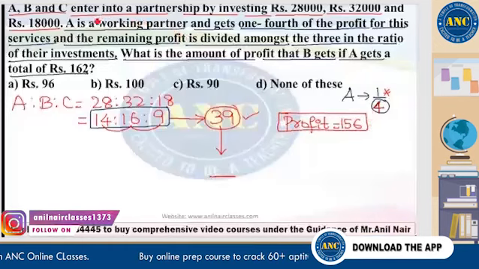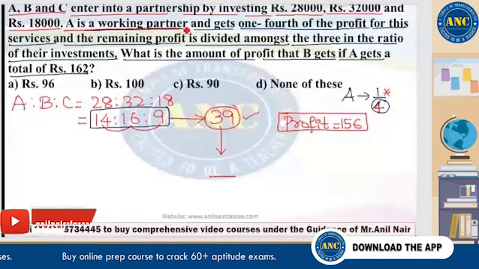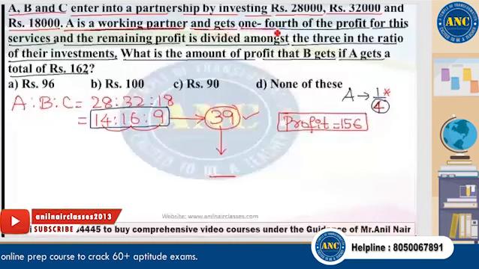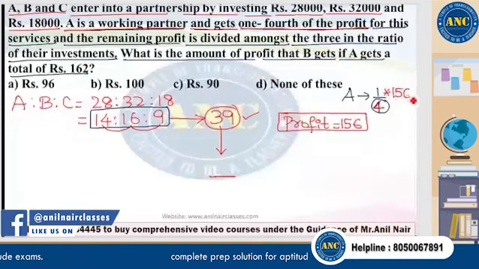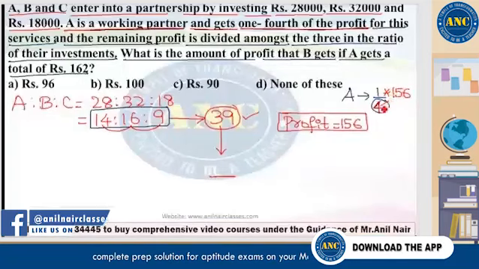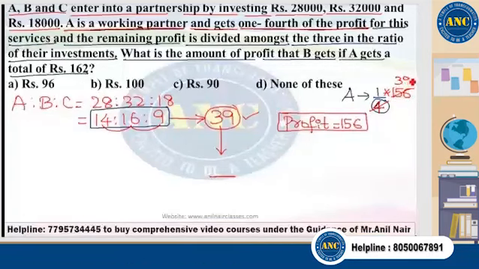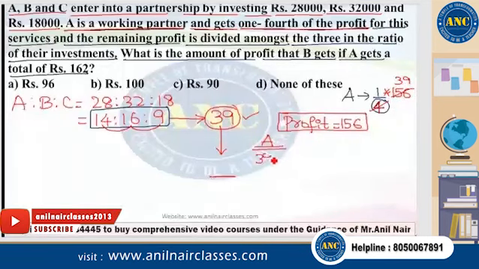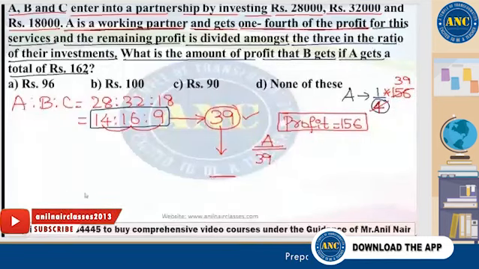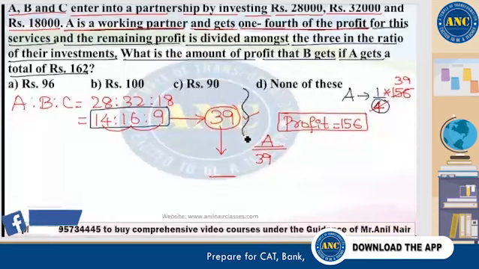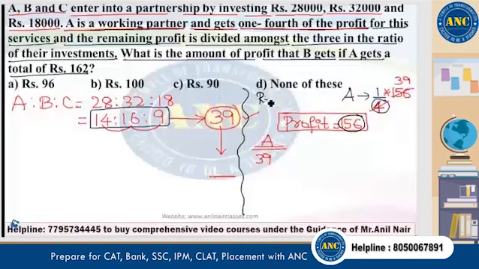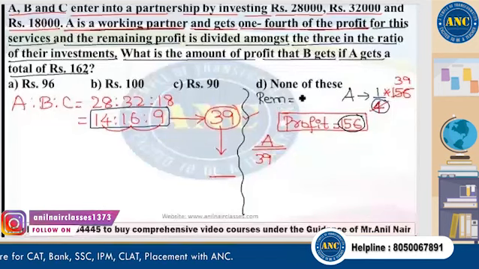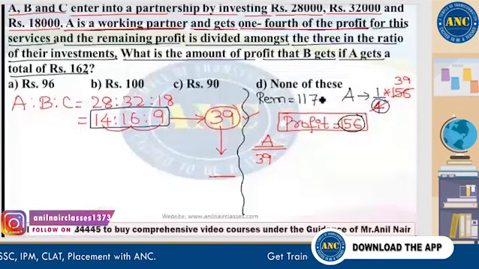It is given in the question that A is a working partner and gets 1/4 of the profit for the services. What is 1/4 of 156? 1/4 of 156 is 39. That means A is getting 39 rupees for the services. Now, out of total 156, 39 is over. Remaining is 156 minus 39, 117.